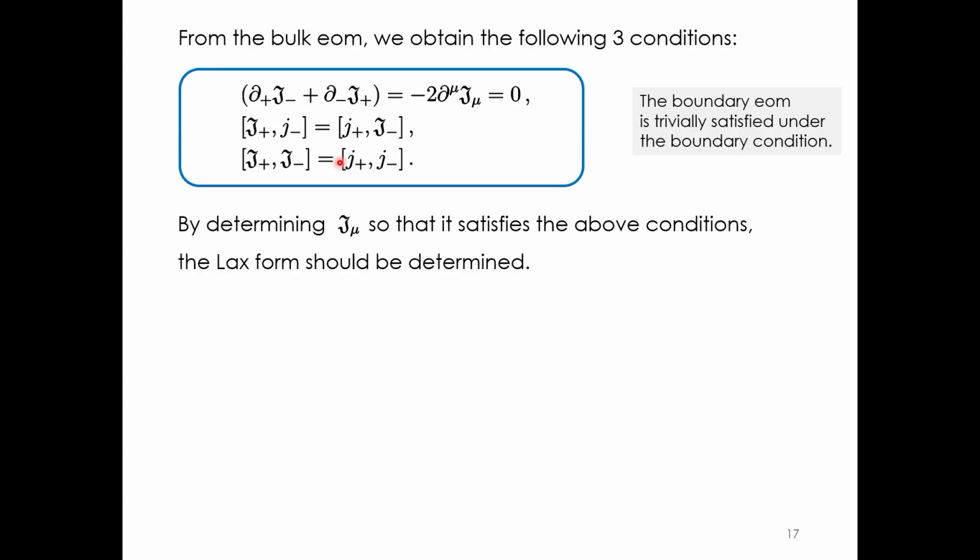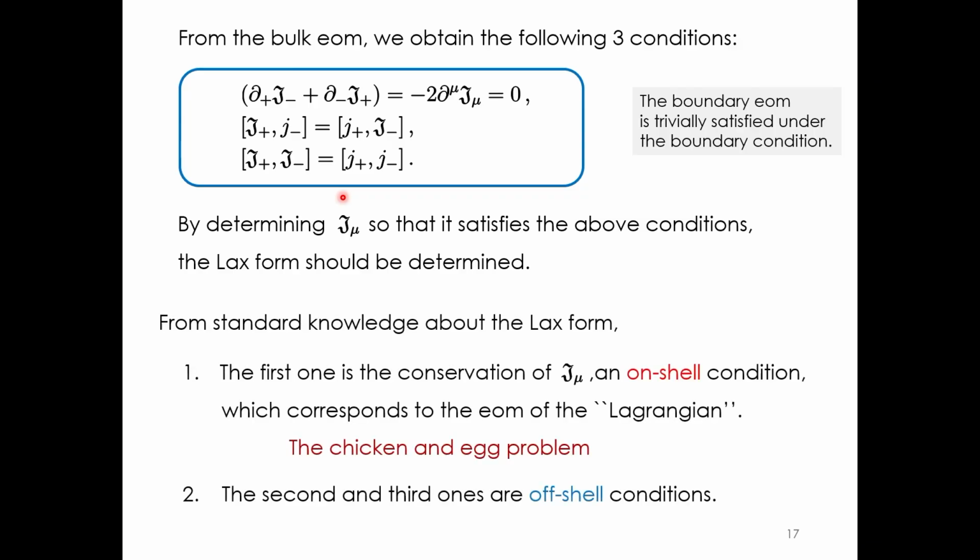But now, without using an auxiliary field, we will get these conditions just by putting the Lax form into the bulk EOM. So this is a very important point. Then the analysis would be rather straightforward. But of course, there is some problem to be considered. Anyway, we will get these three conditions just by putting the Lax form into the bulk EOM. Then we want to make some comments here.